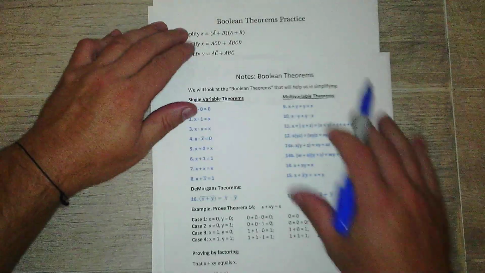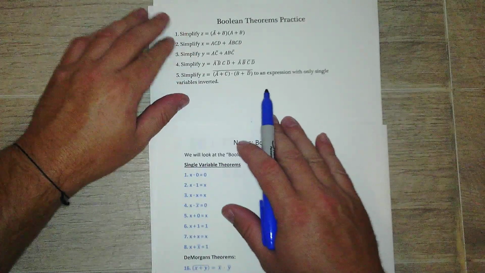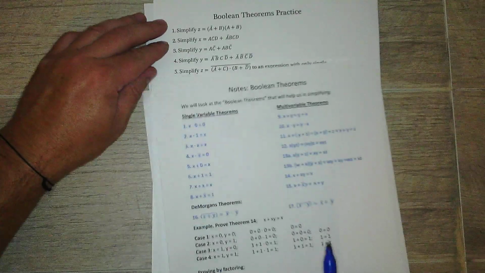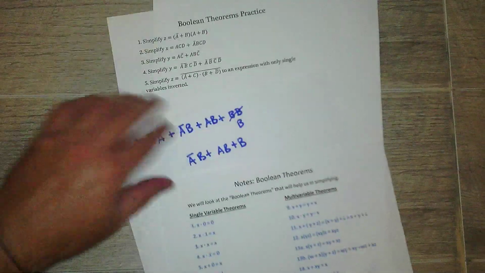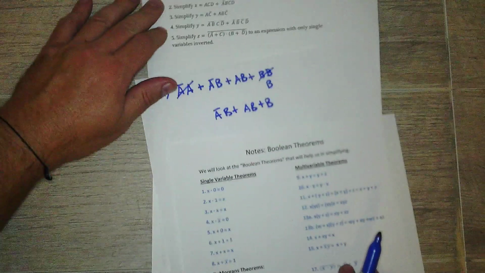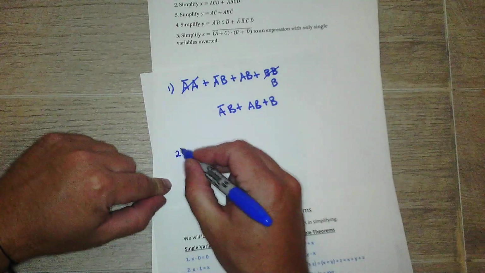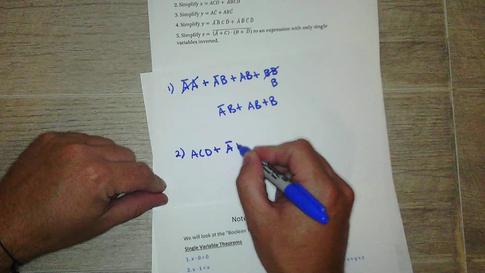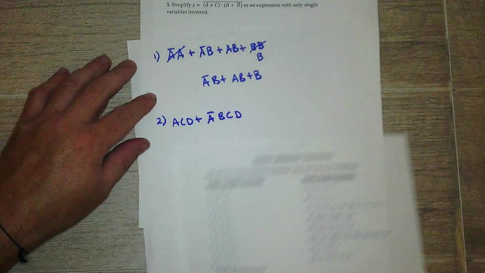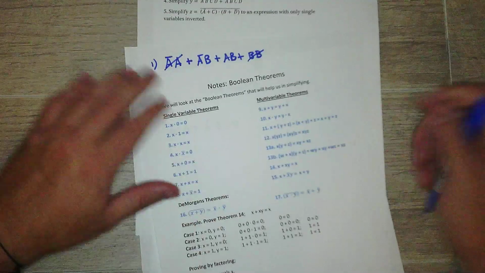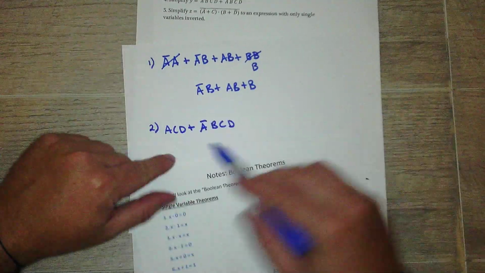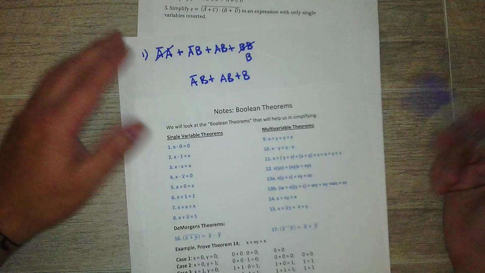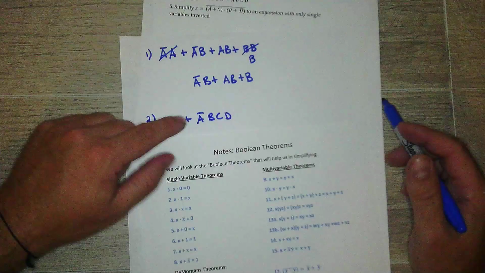Let's do, I'll go ahead and just do number 2, and then you can do 3, 4, and 5. So number 2, we have ACD or not A, BCD. Now we look at the multivariable theorems, because notice there are no single variables together. It's all multivariable. So these are just ways to simplify that. We have ACD and not A BCD.